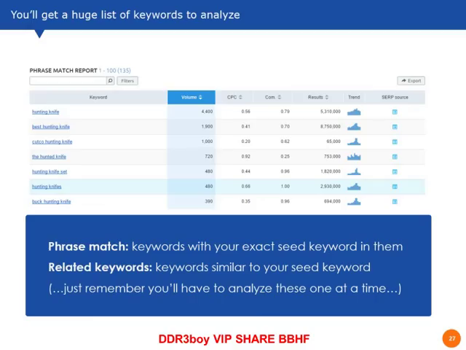And so you will get a huge list of keywords that you can analyze here within SEMrush. And phrase match, these are keywords with your exact match keyword in them somewhere. It might have additional keywords before or after. Then related keywords, those are similar to your seed keyword. Just remember that you'll have to analyze these one at a time.